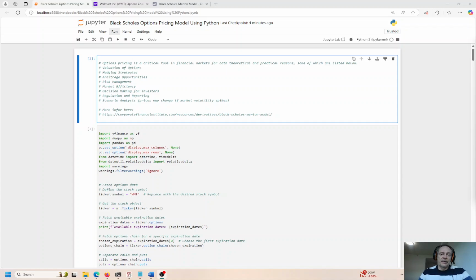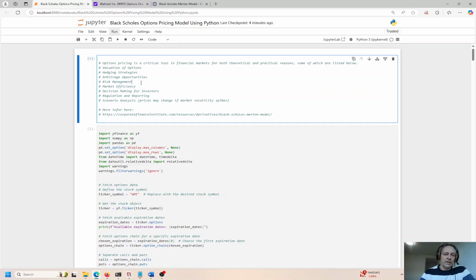I want to talk to you today about the Black-Scholes option pricing model. We're going to use Python to do all the coding and all the logic and all the plotting and charting and analysis. So what is option pricing? It's actually a critical tool in the financial markets for both theoretical and practical reasons, some of which include valuation of options. That's what we're going to look at today. Hedging strategies, that's important. Is an option overpriced or underpriced? We're going to look at that.